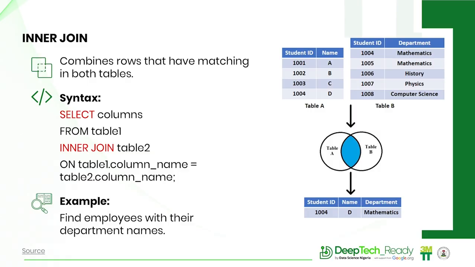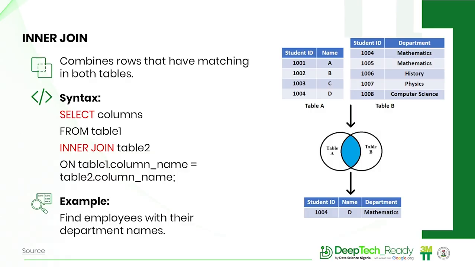So we have an image illustration to show us how we can use the inner join. We have two tables, table A and table B. Table A has student ID and name. Table B has student ID and department. When we use the inner join, we have the resulting table below, in which we have student ID 1004, which has a name of D and a department of mathematics. This is the only record that exists in both tables. So this is how we use the inner join to be able to retrieve the matching record.